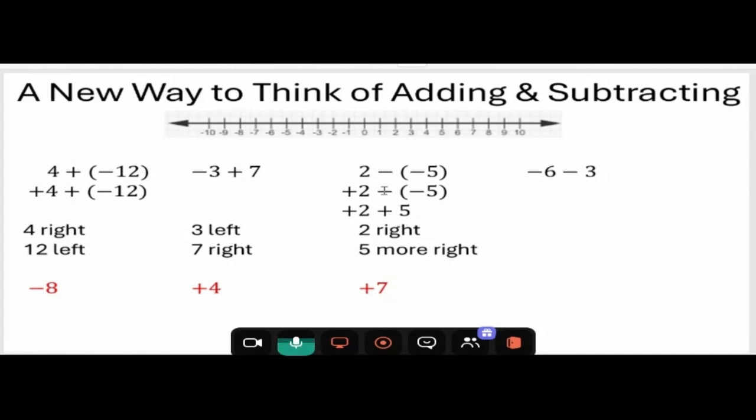Think about it as which direction, right? The 2 is moving to the right. The 5 minus a negative is also moving to the right. So they're moving in the same direction. 2 plus 5 is 7.